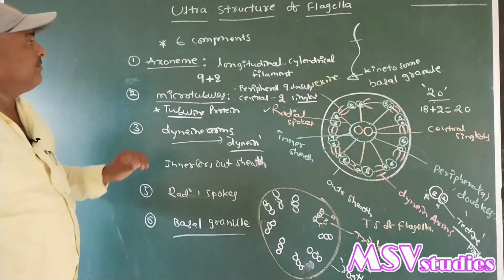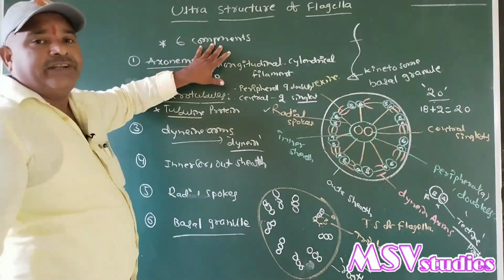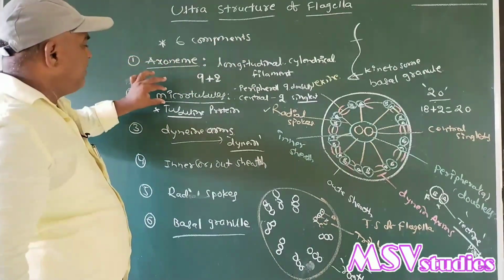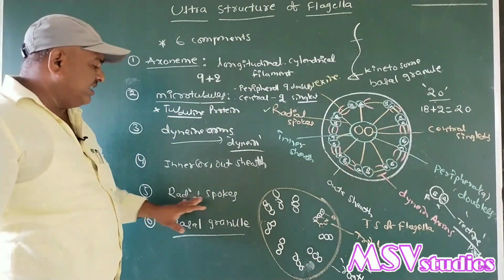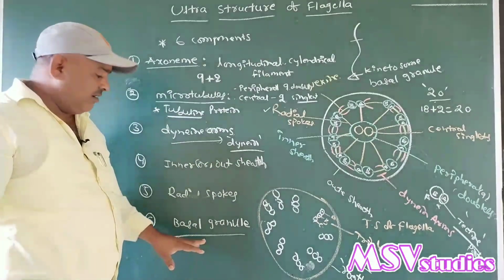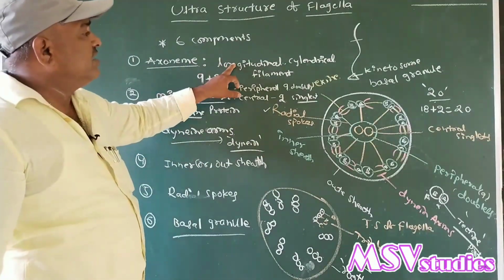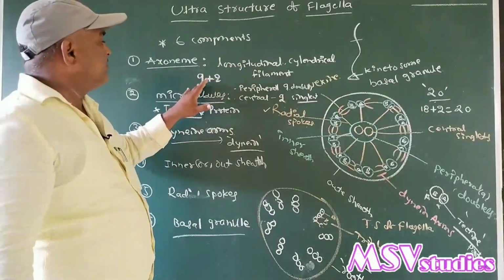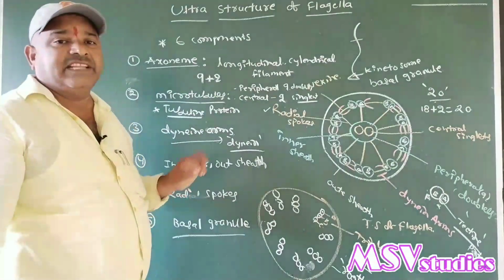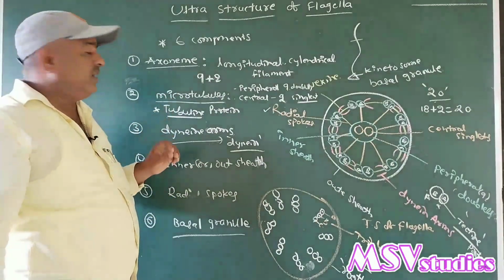Once again I repeat. Every flagellum consists of 6 components: axoneme, microtubules, dynein arms, inner and outer sheath, radial spokes, and basal granulae or kinetosome. The axoneme is a longitudinal cylindrical filament-like structure with a 9+2 arrangement. And next, microtubules.